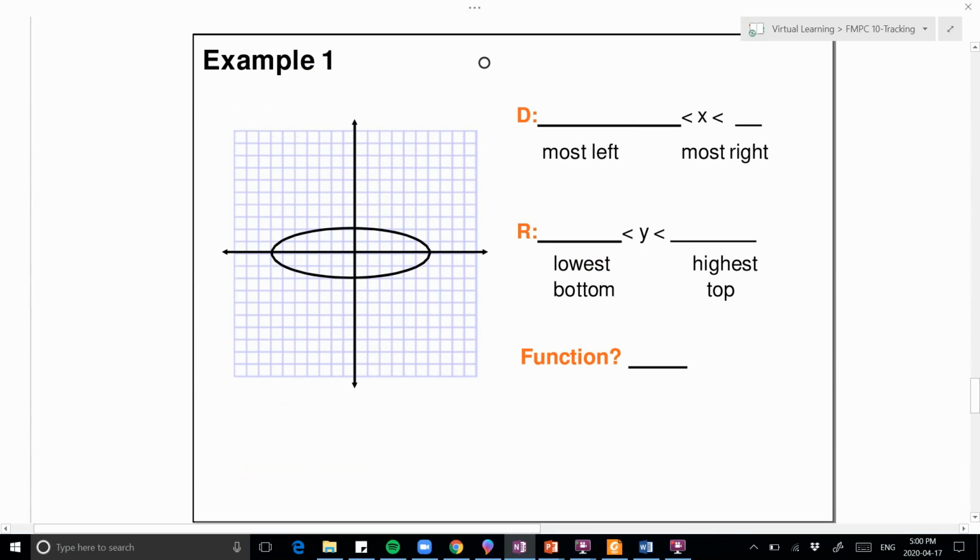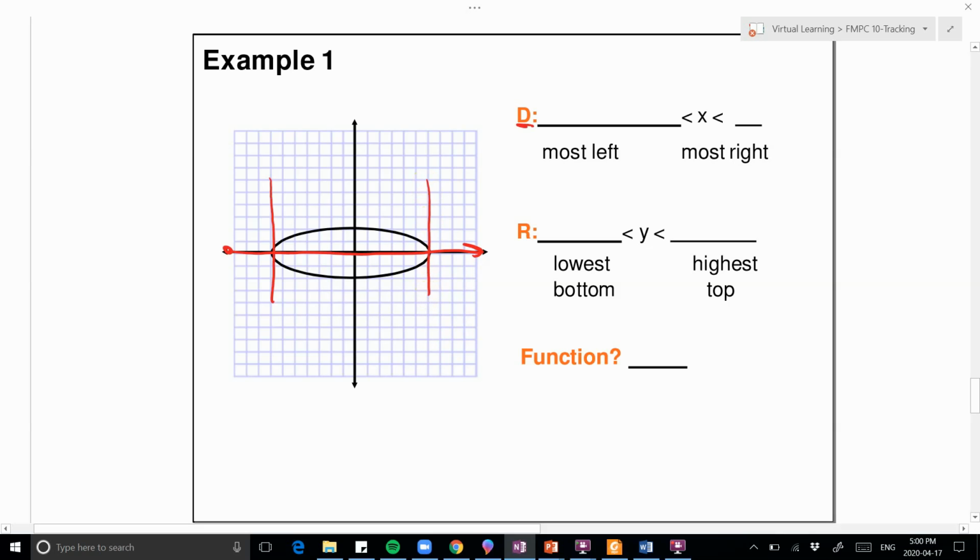Sorry, I was checking something. So if I'm looking at the domain, I'm looking at my x, right? So I'm moving this way. It looks like I hit this point and I hit this point. So there's my line sandwich.